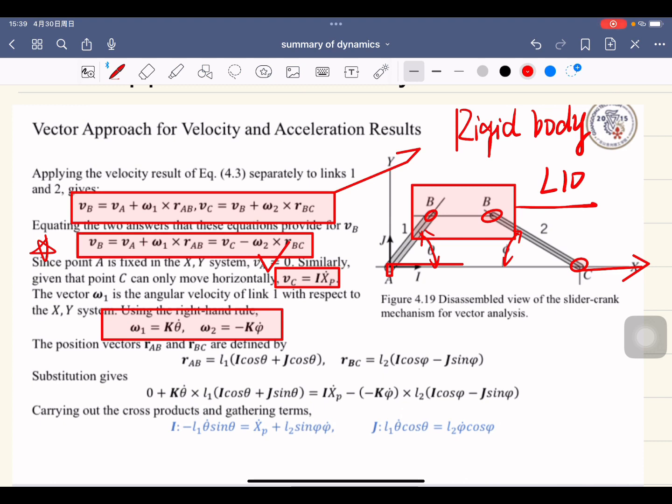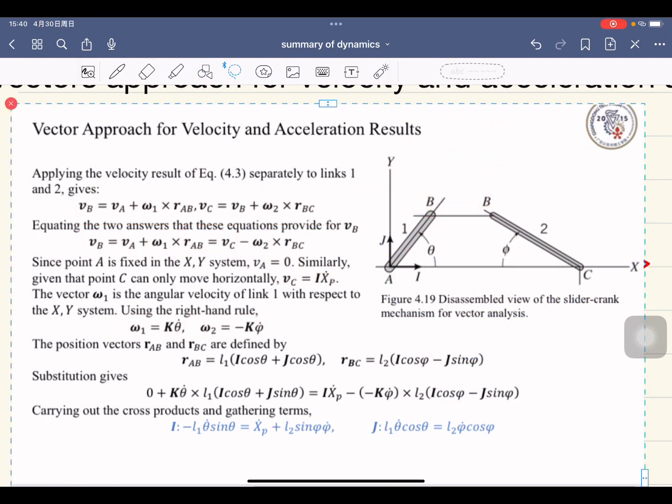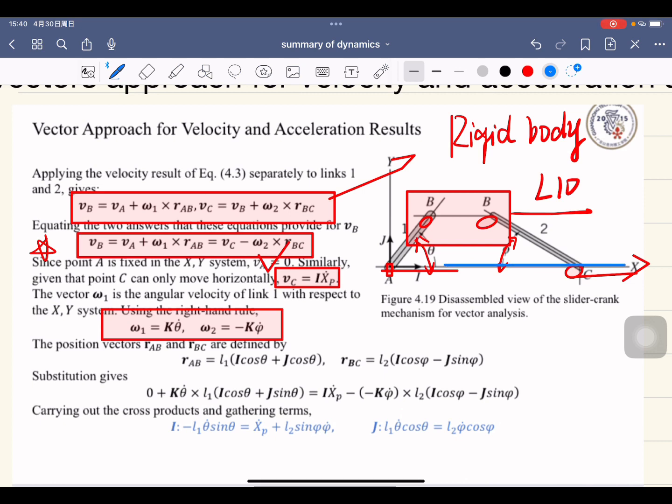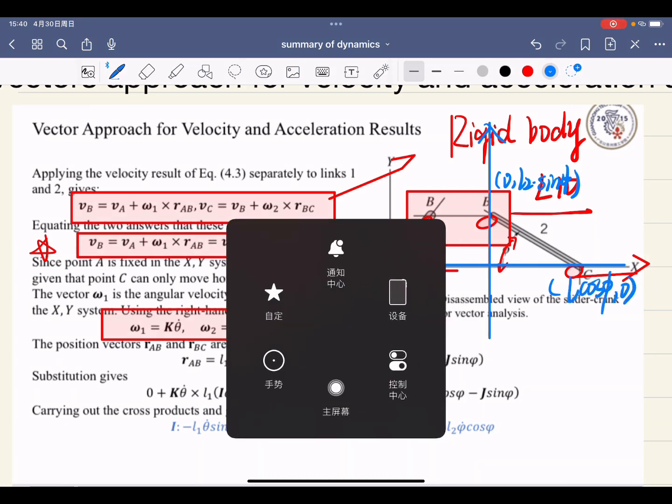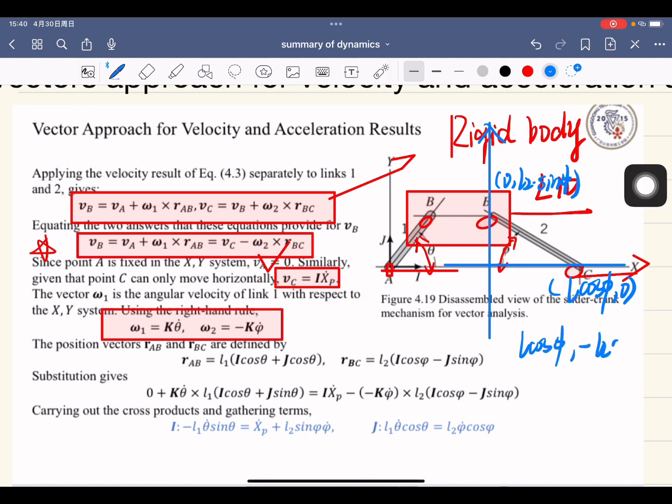But you should notice that RBC and RAC would be the relative distance between B and C. So it's nothing to consider where you state the local. You can use the local coordinates. Like if I make the local coordinate here, for point B, it will equal 0 and L2 times sine phi, right? And for this one, it will equal L cosine phi and 0. So the distance between them is L cosine phi and minus L2 sine phi. There's no problem. So you should know how to find out the position vector.